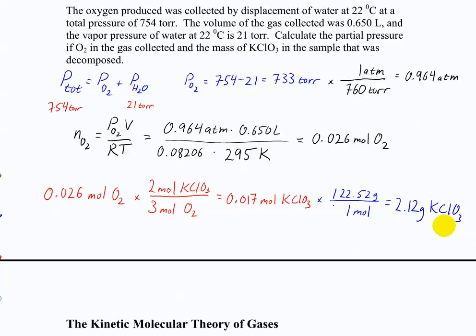So let's review what we did here. We had total pressure and the partial pressure of water, because we always know the partial vapor pressure of water. We can always look that up. You don't have to memorize that. You'll be given a table or the amounts that you need, but you can look it up. Then we subtracted to find the partial pressure of oxygen. Then we used the ideal gas law to transform that pressure into moles. Then we did a mole ratio, and finally converted to grams.